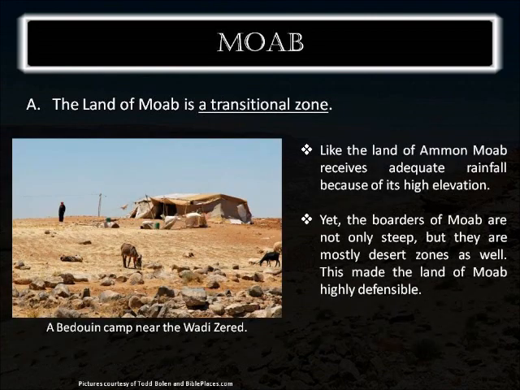And our second point, and again, Moab shares this with Ammon, is that it's a transitional zone. The center of the land receives adequate rainfall due to its massively high elevation. But you'll notice we didn't see any major rivers running through the middle of it. And so when you get to the borders, they're not only steep, but they're mostly desert zones with small little wadis running through the bottom. Again, this makes Moab highly defensible, but it means that Moab's available real estate is in a small area, and they really can't branch out from that either.